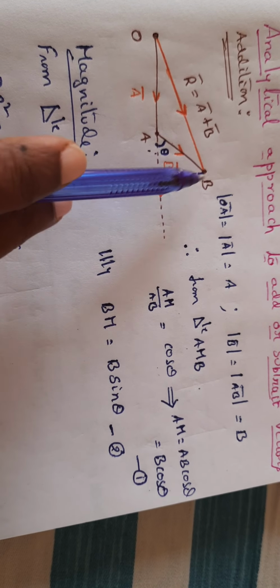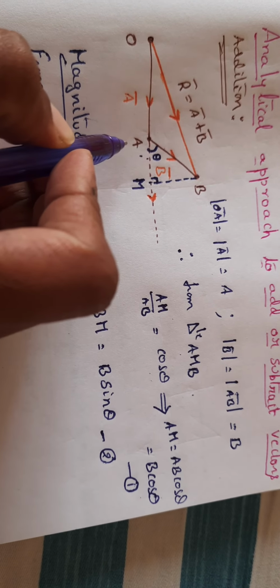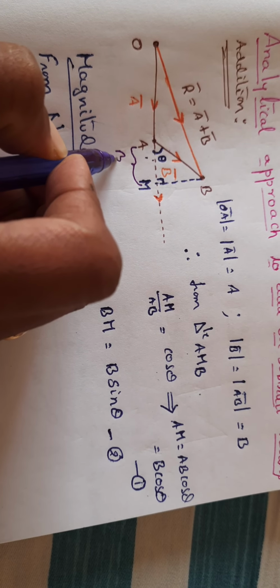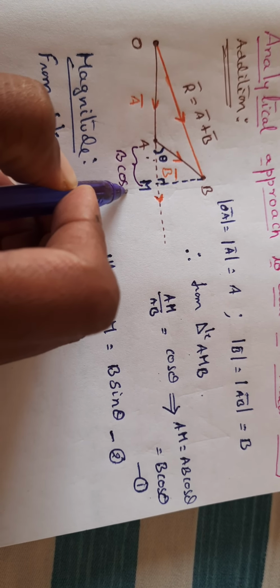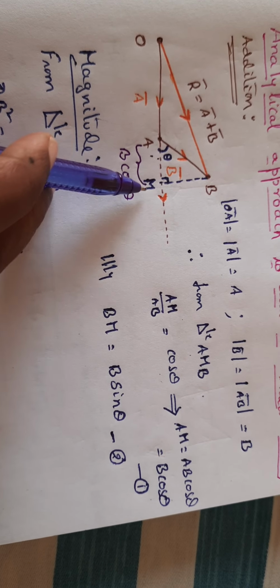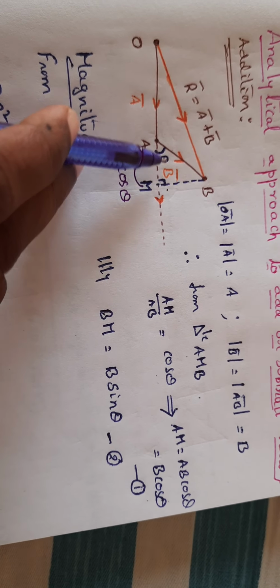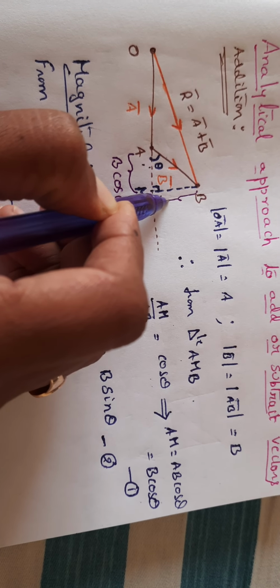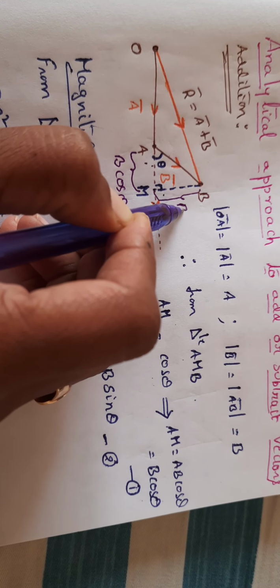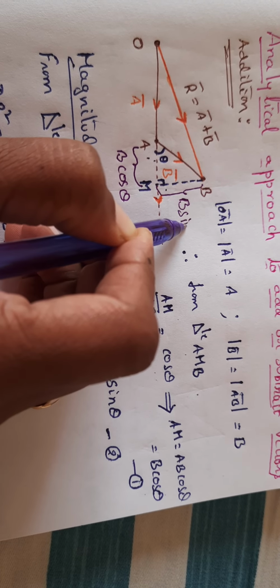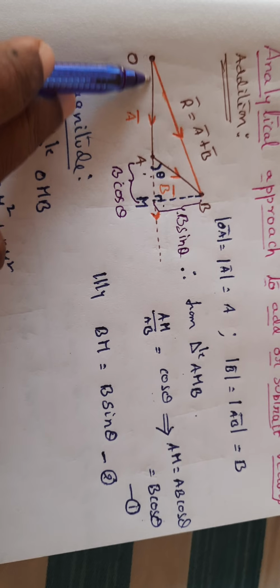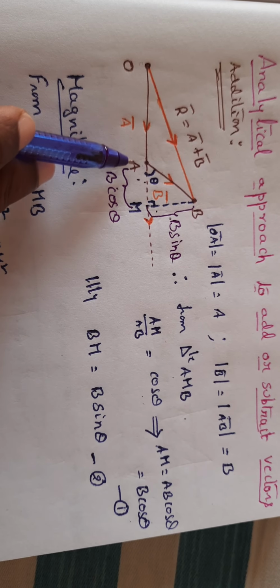Absolutely. Now, we are done with this. Now, you know the value of this. This is B cos theta. And similarly, if you go with the opposite one, yes, you're right. It is B sin theta. Perfect.